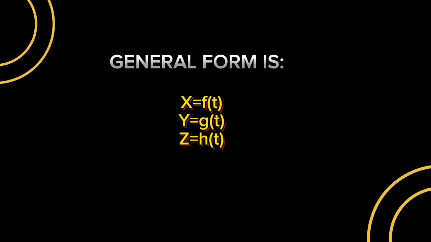The general form of parametric equations is x = f(t), y = g(t), and z = h(t). So I'm going to tell you the meaning of the letters used in the general form. The x, y, and z are the coordinates, t is the parameter, and lastly f, g, and h are the functions of the parameter. The proper way to read this is x equals function of t, y equals function of t, z equals function of t.